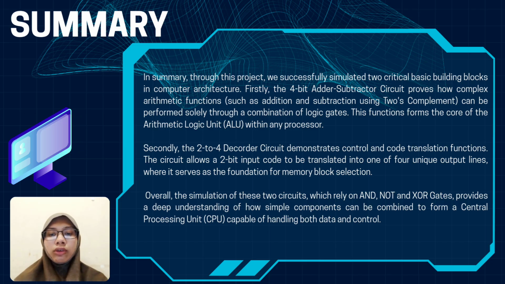Secondly, the 2 to 4 decoder circuit demonstrates control and code translation functions. The circuit allows a 2-bit input code to be translated into one of 4 unique output lines, where it serves as the foundation of memory block selection. Overall, the simulation of these two circuits, which rely on AND, NOT, and XOR gates, provides a deep understanding of how simple components can be combined to form a central processing unit capable of handling both data and control.